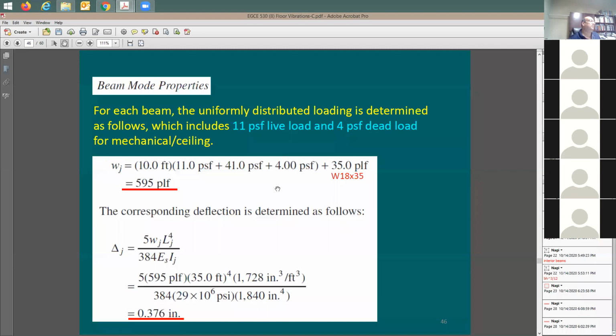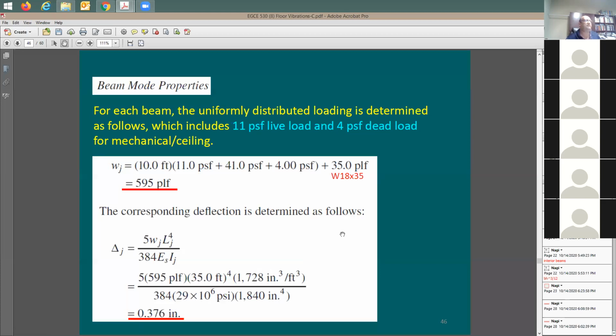So we're going to take this load and find the deflection, not because we're doing a deflection check. We don't compare this versus the span divided by 240 or span divided by 360. The reason we find the deflection here is just to find the natural frequency. So we take this load, the 595, find the deflection, consider the transformed moment of inertia, and I have a beam deflection of 0.376.